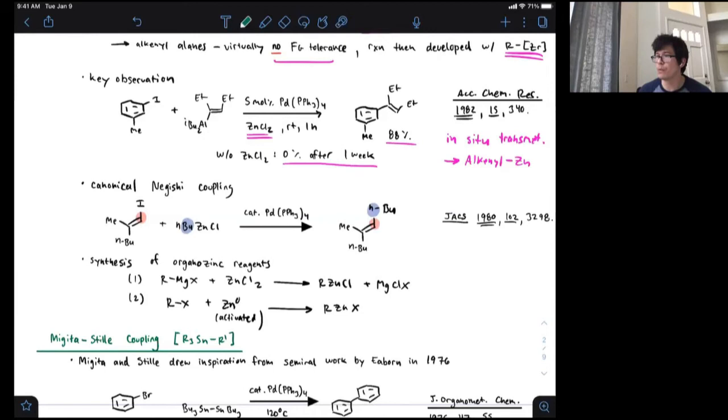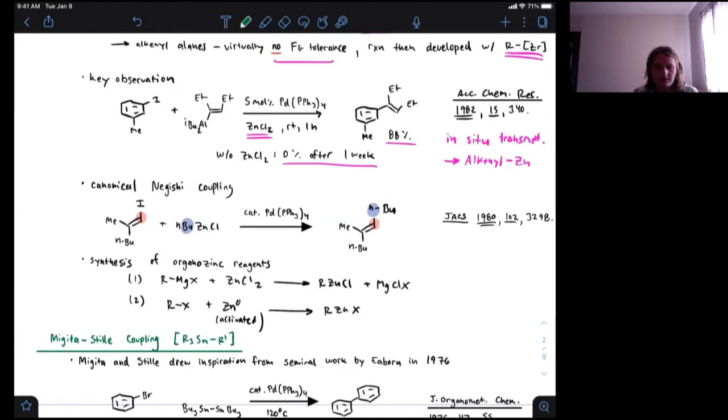Is that just controlled by the stoichiometry in the Grignard route? Tanner, do you know off the top of your head? Sorry, I was on mute. No, I think they do it from... I don't think they use the Grignard route. They start from zinc zero. Okay.